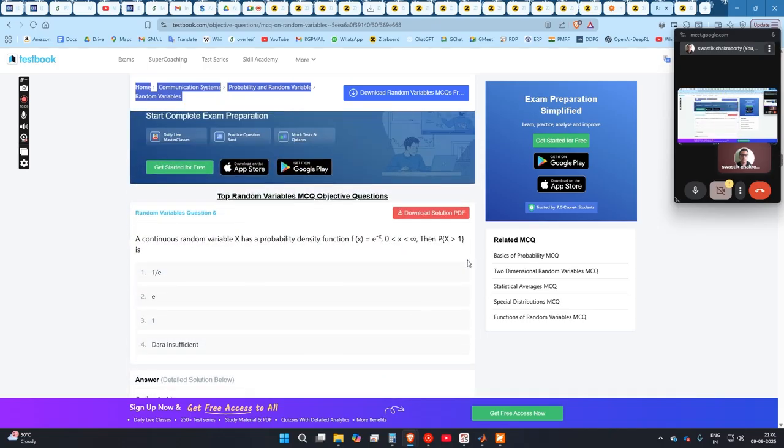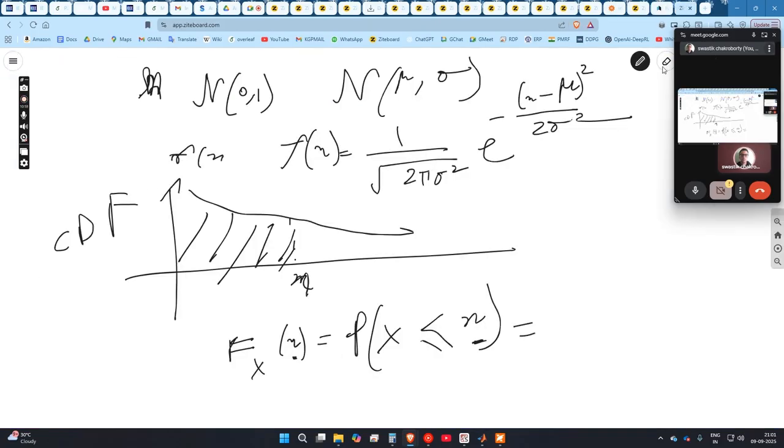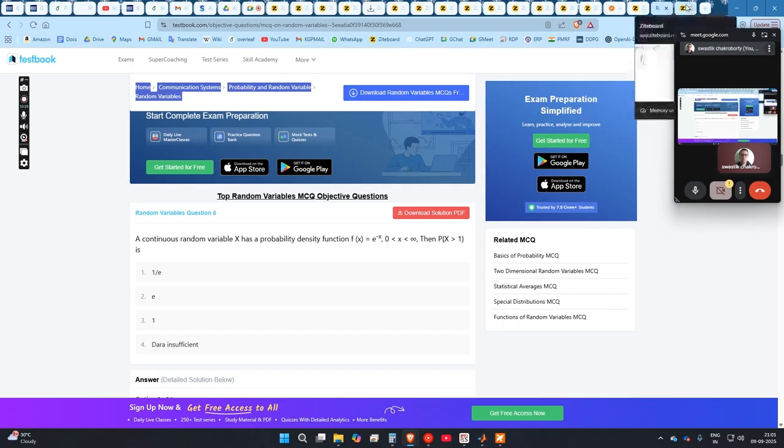Now, a continuous random variable x has a probability density function e to the power minus x. Then P(X greater than 1) is. So here it is again an easy question. So here f(x) is given to be e to the power minus x, and you have to find the probability that x is greater than 1.